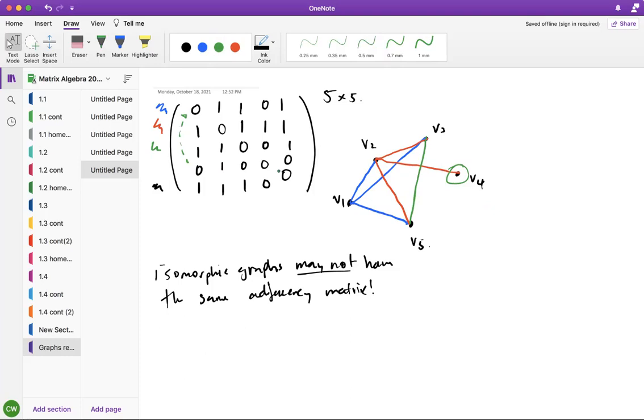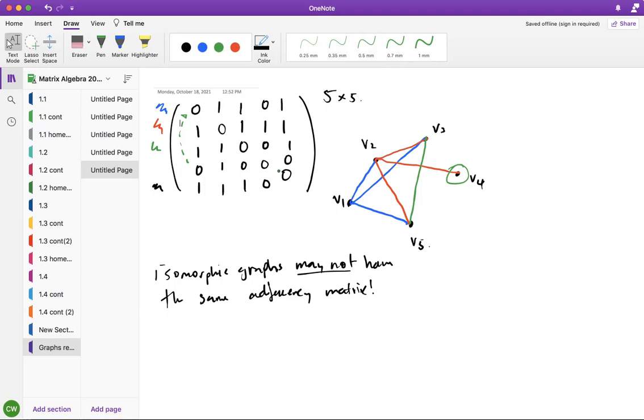So one thing to note, when you do your work and you compare your work with someone else, you might have different adjacency matrices, and that's fine. But the graphs from even different adjacency matrices, as long as they give the same graph, will still be isomorphic. So just be aware that if your matrix looks different from someone else's, that doesn't mean it's wrong.